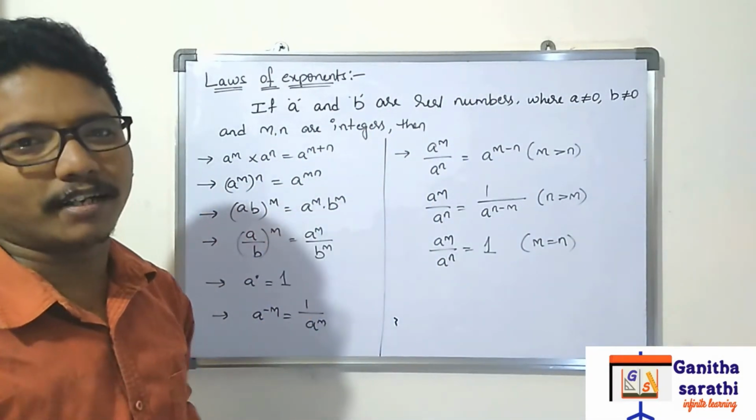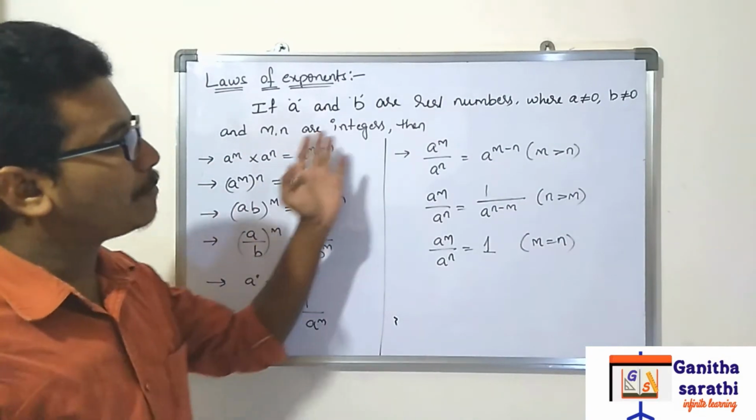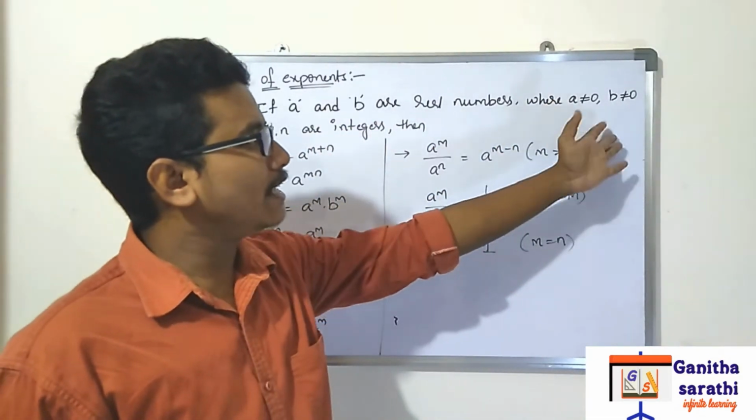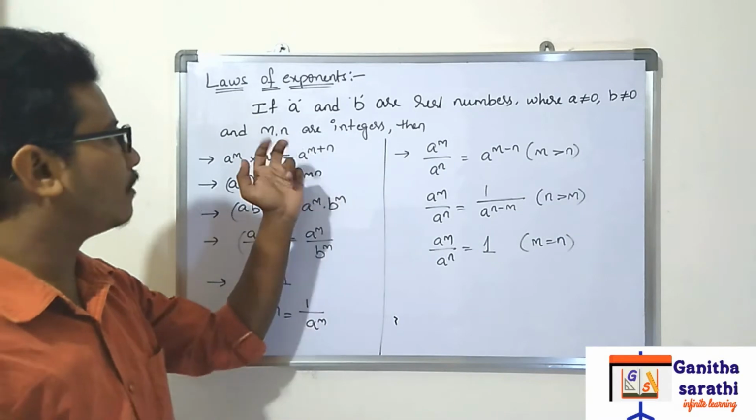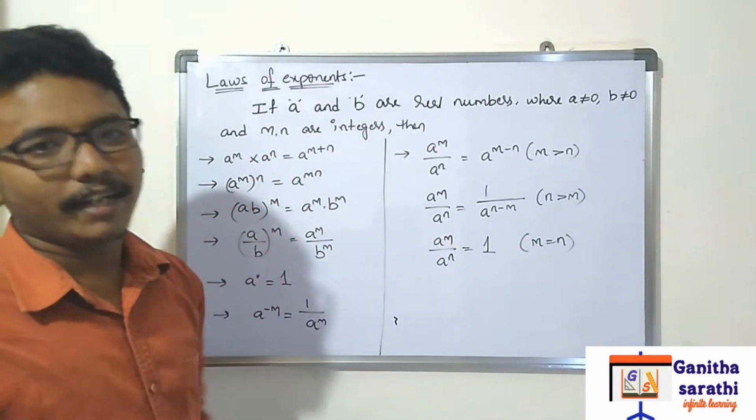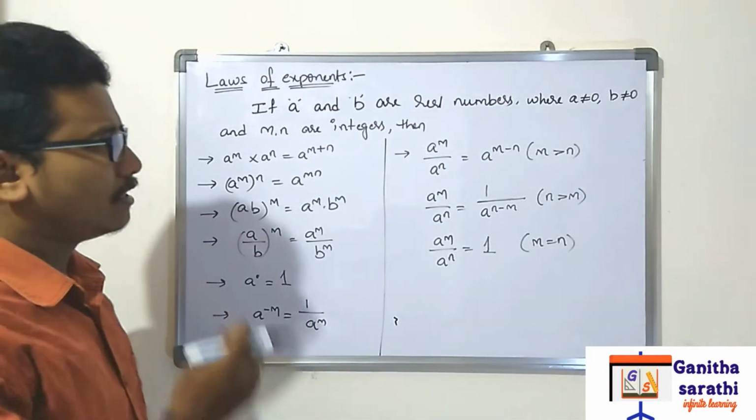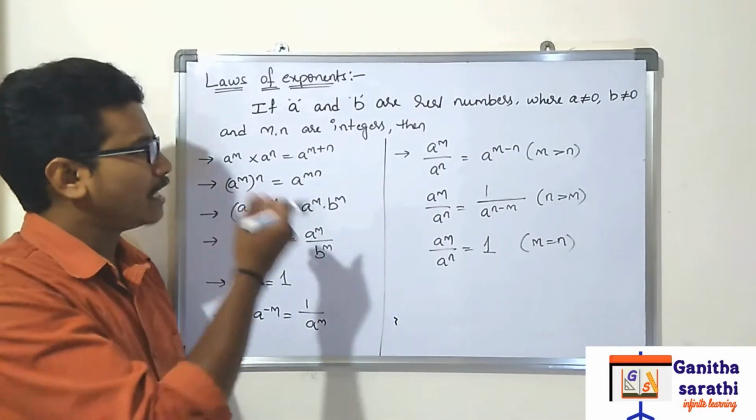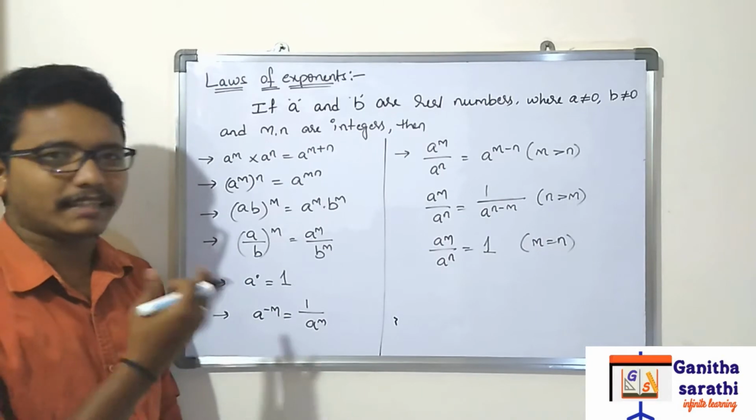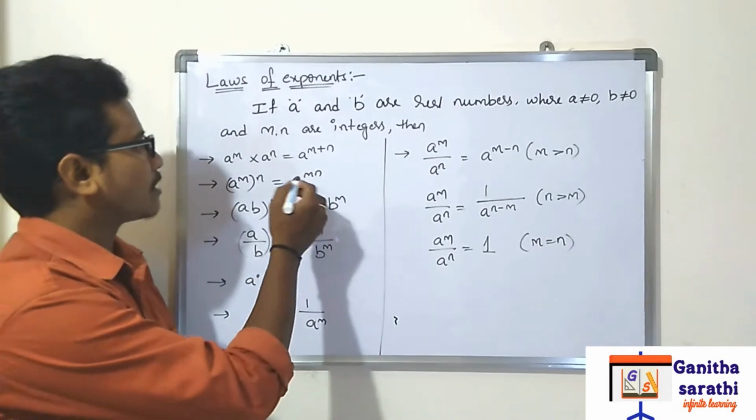Laws of exponents. Now, if a and b are real numbers, where a is not equal to 0 and b is not equal to 0, and m, n are integers, then what are the formulas? 10th class students will definitely know them because they learned this in 8th class or 7th class.